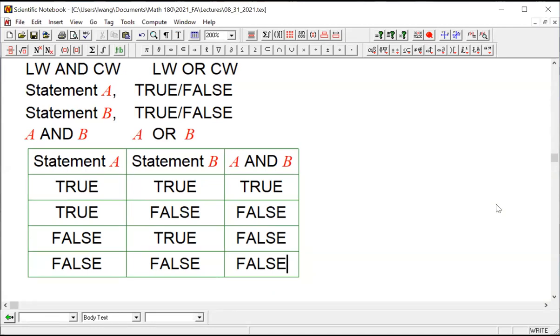So when we compose two statements, when we have a composite statement, this is very important, you guys. This is essential to your computer programming. In the future, you guys writing code, right? You need to understand this. This is what discrete math starts with, but this is also essential for mathematics. So you can see A and B is only true when both are true.